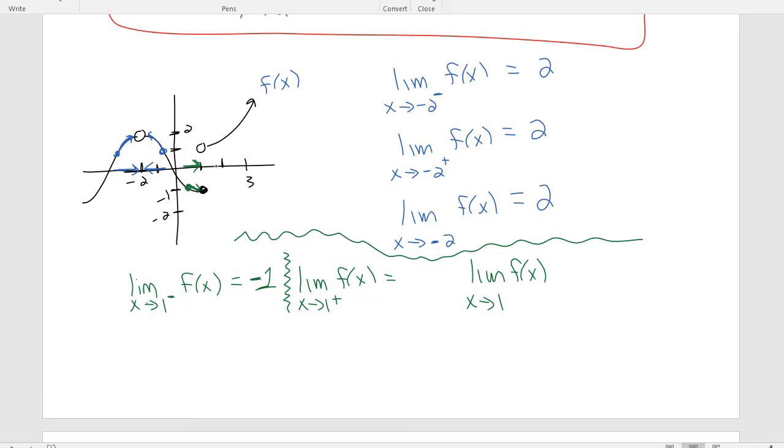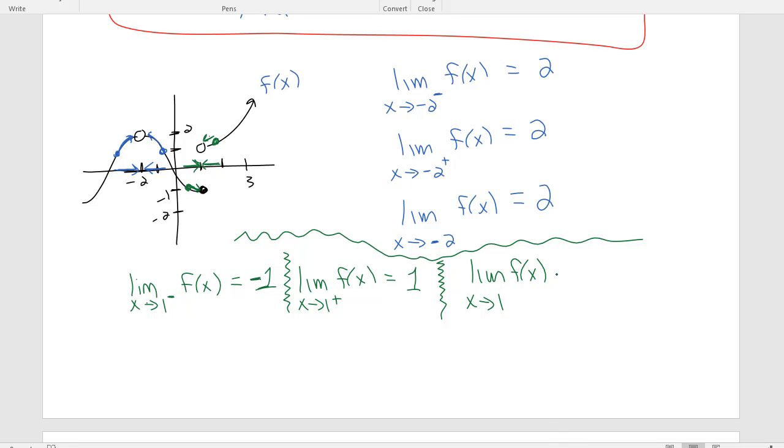Now the right-handed limit. As we approach 1 from the right, if I'm a little to the right, I'm looking at this point on the graph, and it is sliding into here. So as I approach 1 from the right, these y values are trying to get to positive 1 on the graph. So that's a value of positive 1. So when I look at the two-sided limit, what do we say about the two-sided limit?